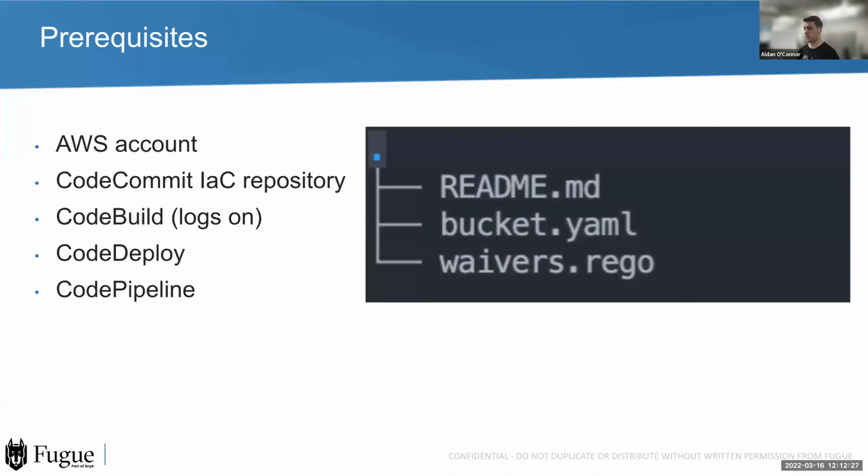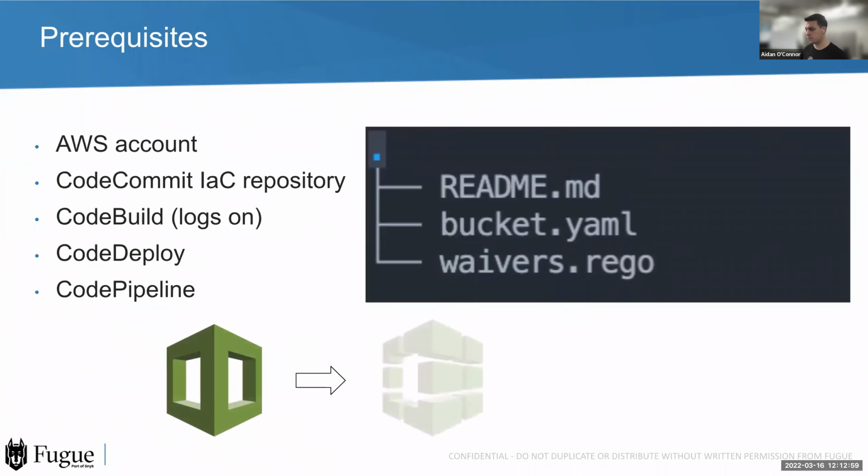So this is what my repository looks like. Very simple. I kept it very simple today. I've got, of course, a README. Bucket is my YAML file that declares this S3 bucket I'll be standing up. And then waivers.rego, just so I can show you how Fugue can be flexible to your needs. You don't always need to follow all of our rules if they don't fit your business needs, right? So we'll declare it in CloudFormation.